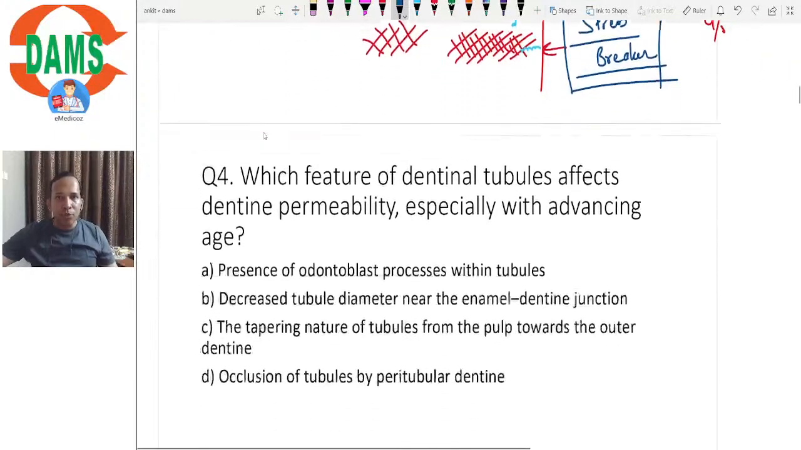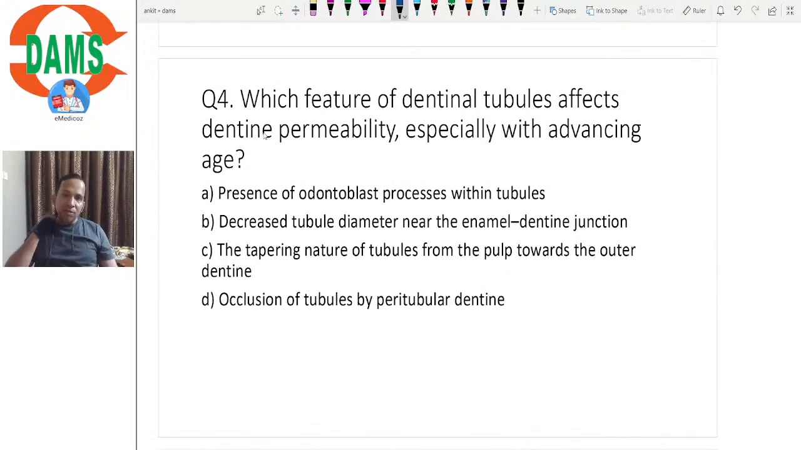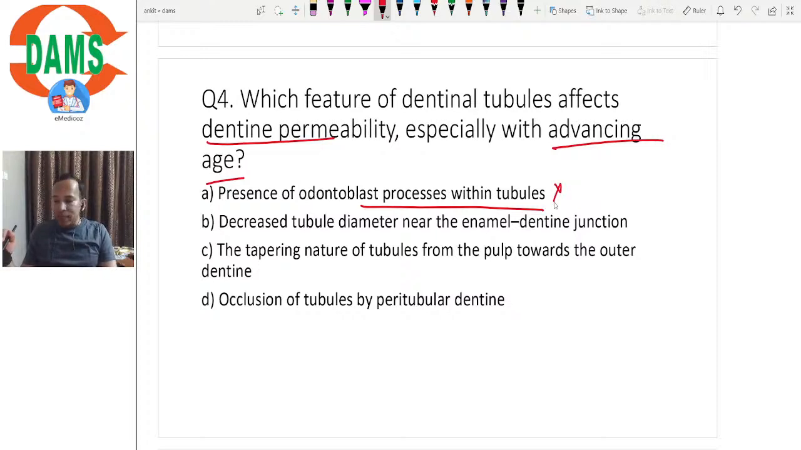So let's go to the next question. Which feature of dentinal tubules affects dentine permeability, especially with advancing age? Okay. This is the question pertaining to dentine. Again, we are talking about permeability, just like the first question where we were talking about enamel permeability. Now we are asking about dentine permeability, especially with regard to advancing age. So option A is presence of odontoblastic process within the tubules. This, with respect to advancing age, has nothing to do with the permeability of dentine.